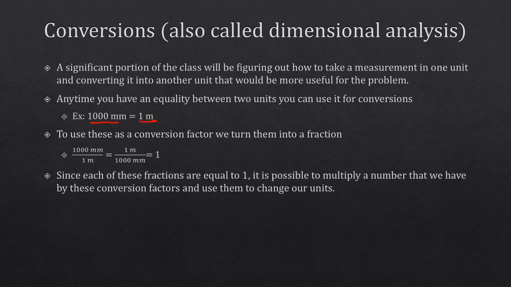These are going to be written as fractions. So for example, I could write 1,000 millimeters over 1 meter, which is equal to 1 meter over 1,000 millimeters. The important thing is because these numbers are the same thing, they're always equal to 1. It's kind of like if you had a dozen of something, that's the same as having 12 of that thing. So let's call them donuts. If I had a dozen donuts, that's the same thing as having 12 donuts.